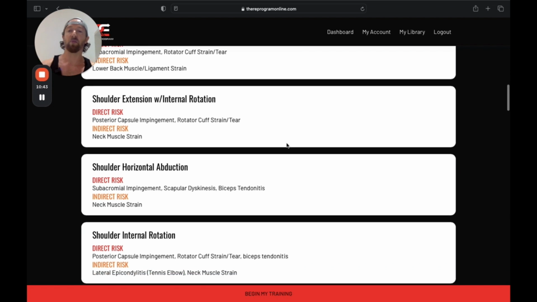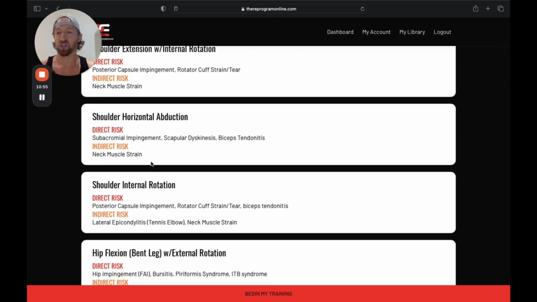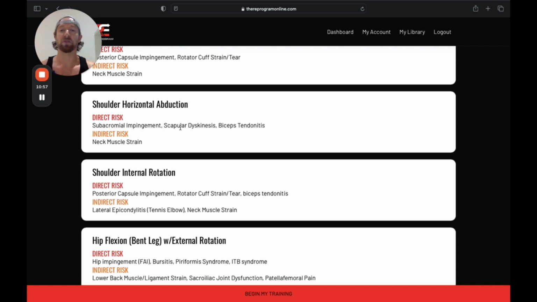Okay, so it breaks all these down really clearly. Shoulder horizontal abduction, subacromial impingement, scapular dyskinesis. Yeah, if we're too tight in the chest, we risk getting a winging scapula. Biceps tendonitis, indirect risk, again, neck muscle strain. All right, and again, these are just like the most common. There are others as well, but obviously I didn't want to flood the screen with injuries and stuff.